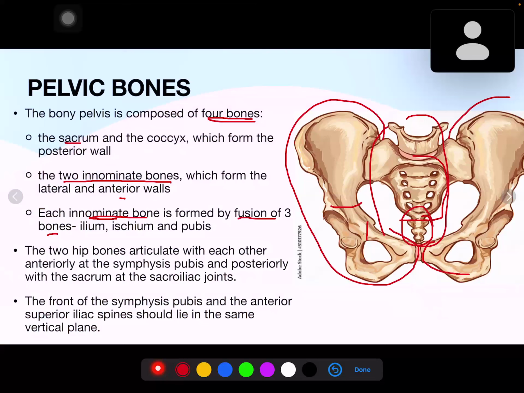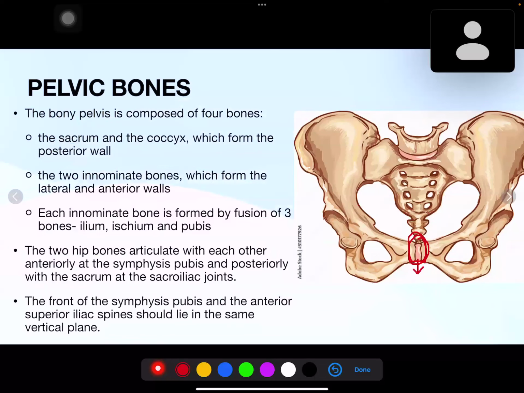The 2 hip bones articulate with each other anteriorly at the pubic symphysis, forming a joint here anteriorly, and posteriorly they articulate with the ala of the sacrum and form the sacroiliac joints.